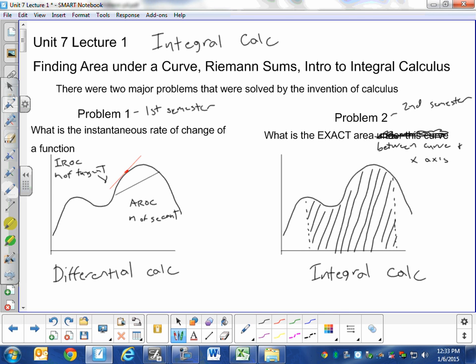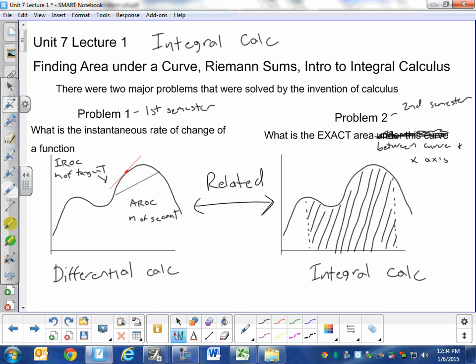And what we will discover is that these two problems, though they seem very, very different, slopes of tangents and areas under curves, are actually related. But we're not going to see how they are related until the fourth lesson of this unit. Okay? We actually won't even be thinking much in terms of calculus as we know it until the third lesson of this unit.